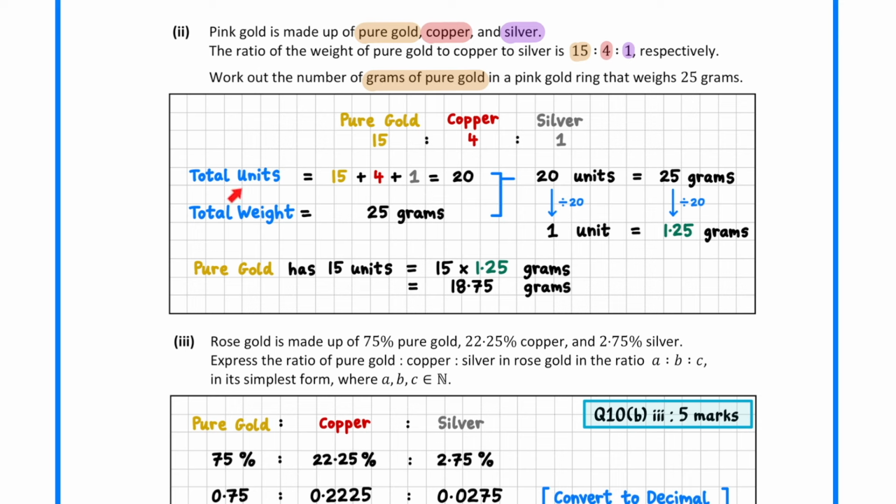Well, in total, we have 15 plus 4 plus 1 equals 20 units. In total, the ring weighs 25 grams. Hence, 20 units corresponds to 25 grams. Dividing both sides by 20 tells us that 1 unit corresponds to 1.25 grams. Since we have 15 units of pure gold, we should multiply this by 15. This gives us a final answer of 18.75 grams.